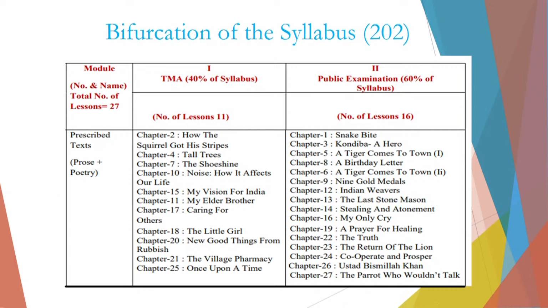40% of the lessons will be from TMA, that is 11 lessons, and 60% of the syllabus will be in the public examination, that is 16 lessons. So 11 lessons are there under TMA and 16 lessons are there in the public examination. You can see which lessons are from TMA and which lessons are from the public examination in this slide, on our website, and in your SLM, right?